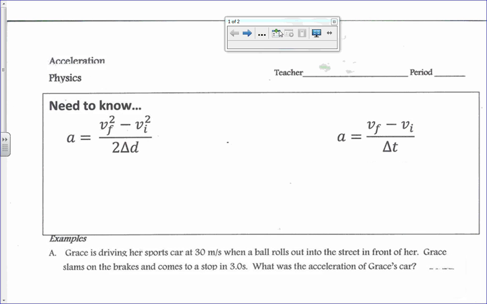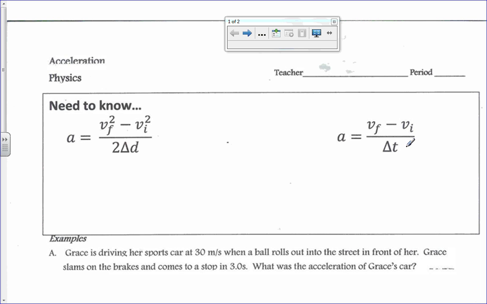This is your acceleration worksheet. All right, so what we've got here are two formulas for acceleration. Acceleration equals the final velocity squared minus the initial velocity squared over 2 times the change in distance. Then we have acceleration equals final velocity minus initial velocity over the change in time. So they both solve for acceleration, but notice on this one we have delta d in the denominator, and on this one we have delta t in the denominator.